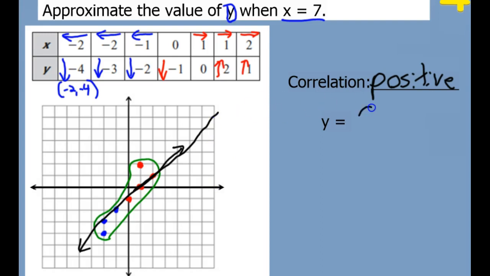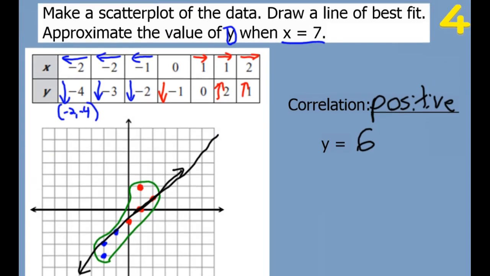So our y could be about 6 maybe, or 6.5, or 5.5, something close to 6, something close to that line right there. So our correlation was positive. When x would equal 7, y could equal 6.